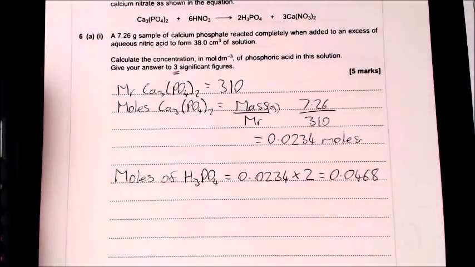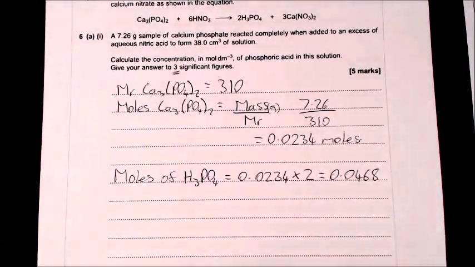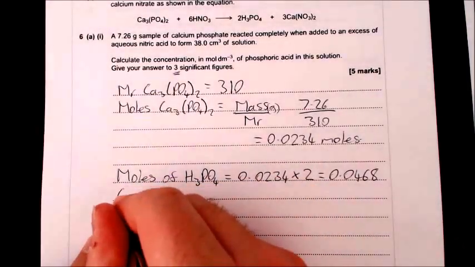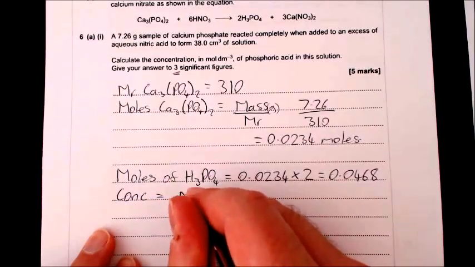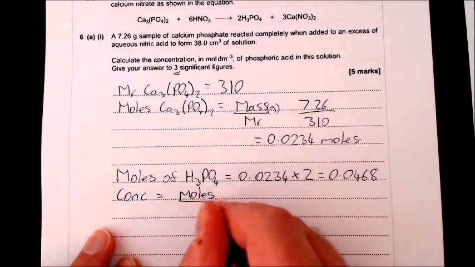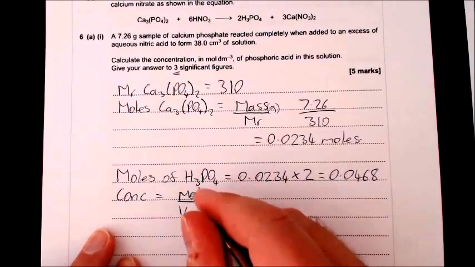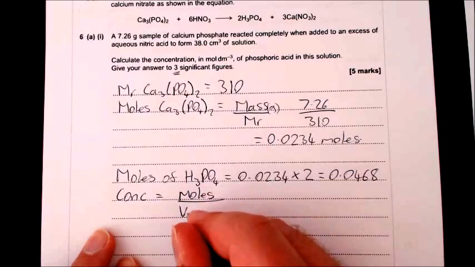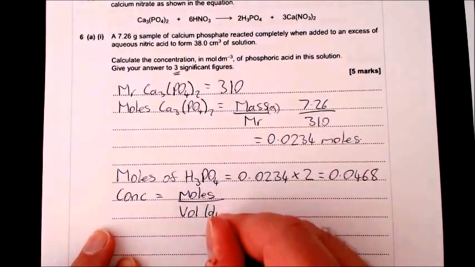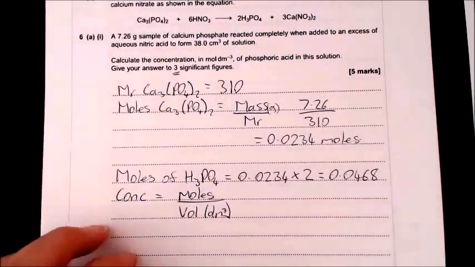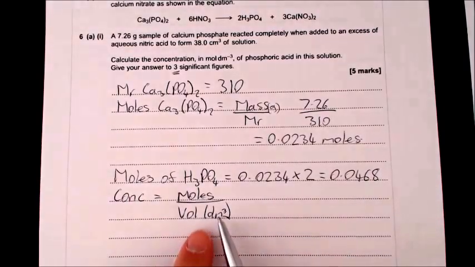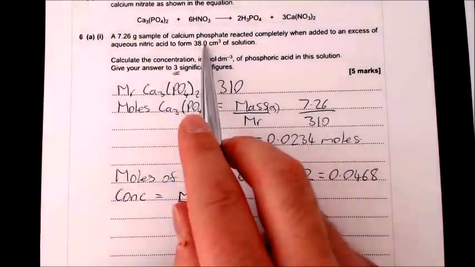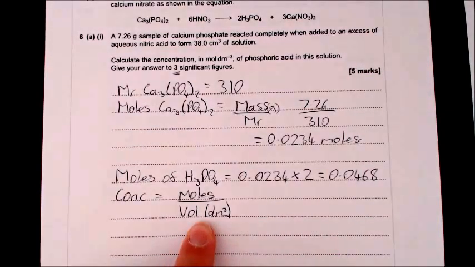Okay, so now we know the moles of phosphoric acid. We then need to work out the concentration. So the concentration, which we'll write here, is the number of moles divided by the volume, because it's moles per dm cubed. That's the units of concentration. But the volume, like I say, has to be in decimeters cubed. So put that there. Okay, so what we need to do now is work out the volume in decimeters cubed. We have a volume in centimeters cubed, so we need to convert that into decimeters cubed.